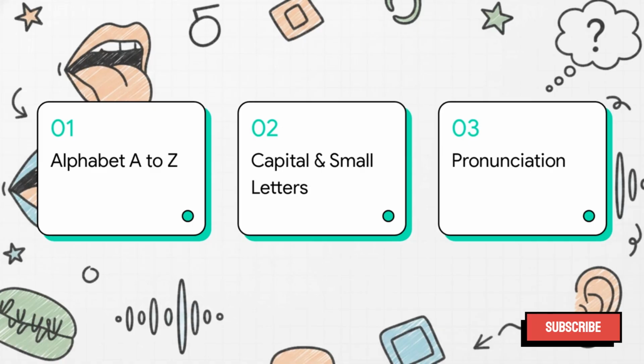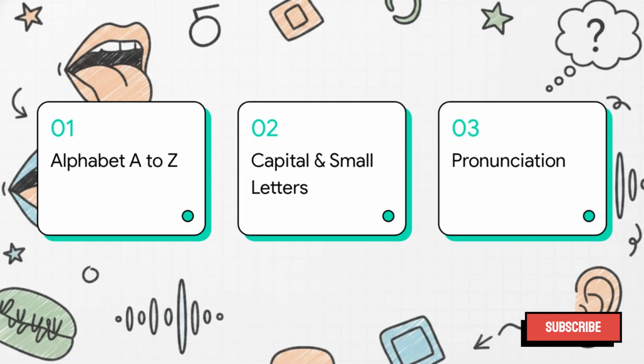Number 1, the alphabet, A to Z. Number 2, capital and small letters. And number 3, a focus on pronunciation. We are basically going on a journey from the macro collection of letters right down to their physical, auditory execution.